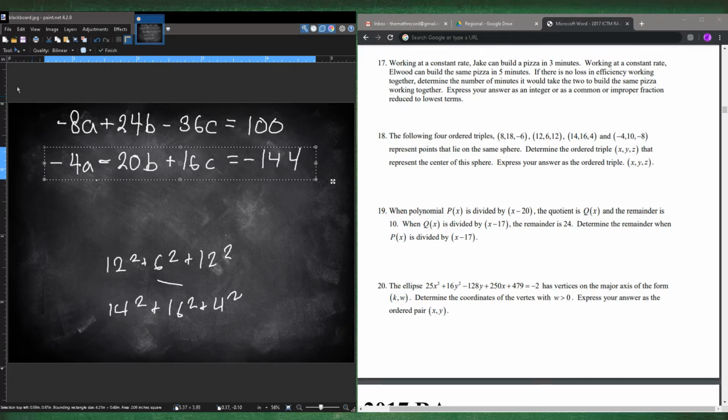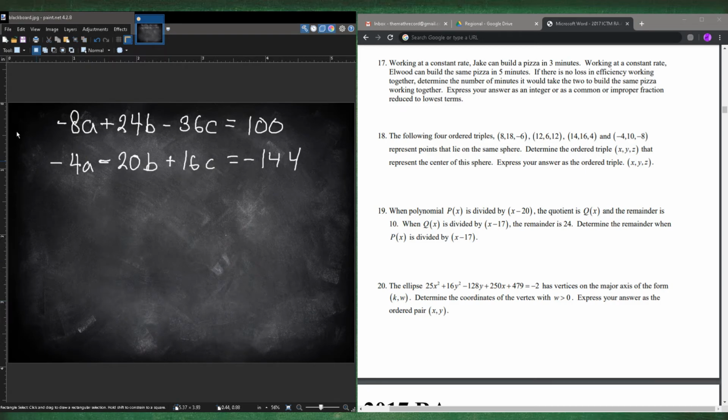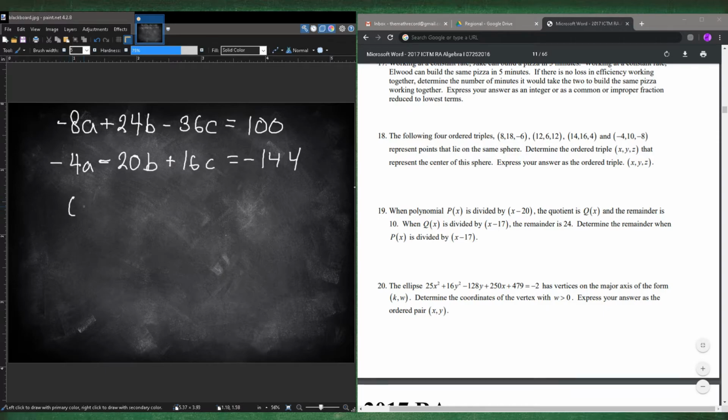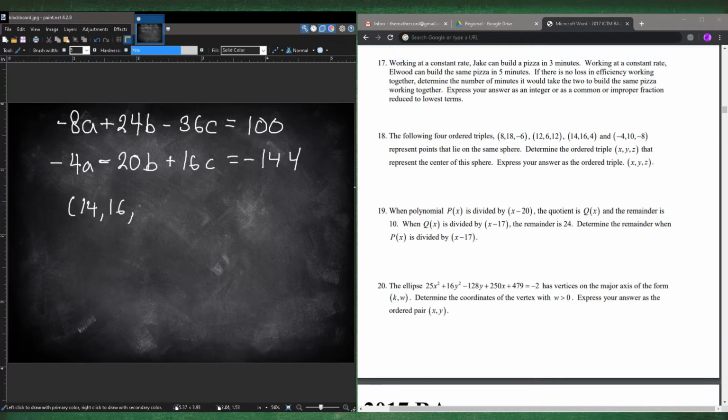Okay, delete and delete. Okay, now let's do our final coordinates, which is 14, 16, 4, and negative 4, 10, negative 8. Okay, so 14 minus negative 4, that's 18. 18 times 2 is 36, so 36a. 16 minus 10 is 6. 6 times 2 is 12, so 12b. And then 4 minus negative 8, that's 12. 12 times 2 is 24, so 24c.